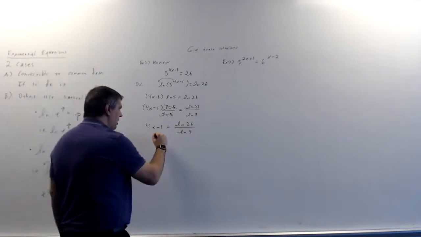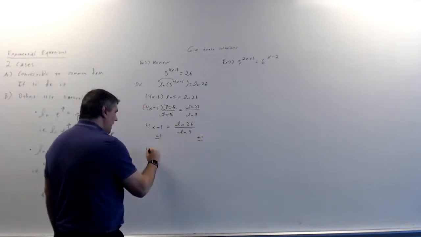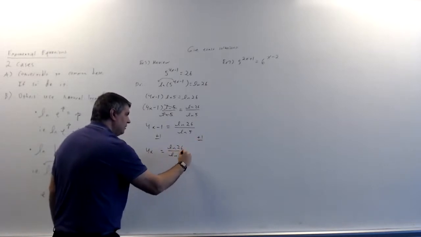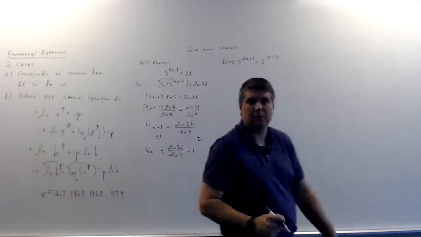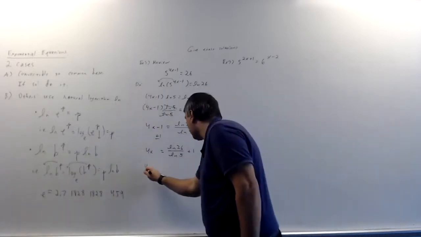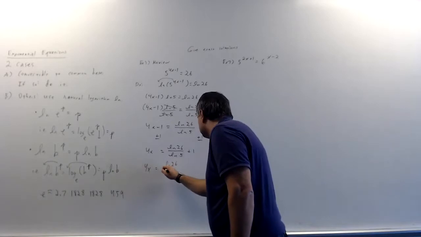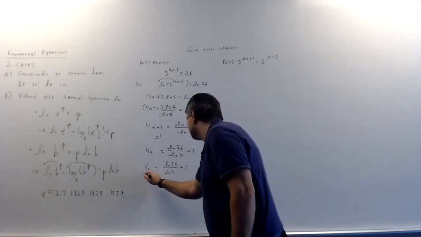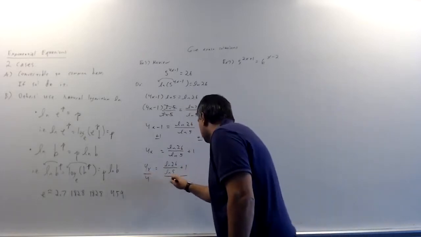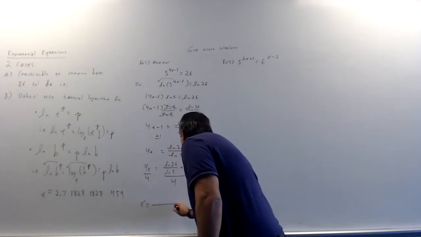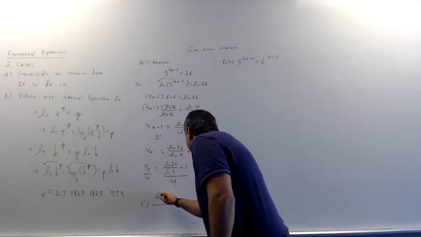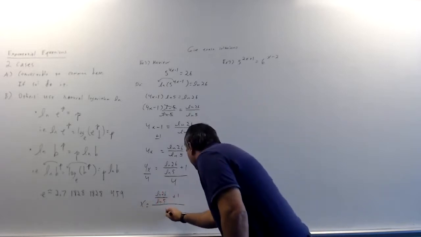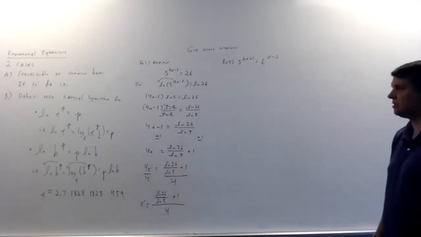Okay, add your 1, and we had 4x equals the natural log of 26 over the natural log of 5 plus 1. Okay, and then we divided off the 4. So x equals the natural log of 26 over the natural log of 5 plus 1, over 4. Okay, and that's an exact solution.